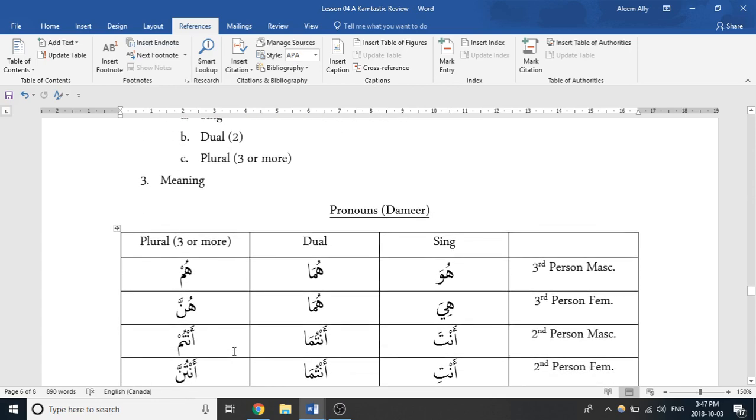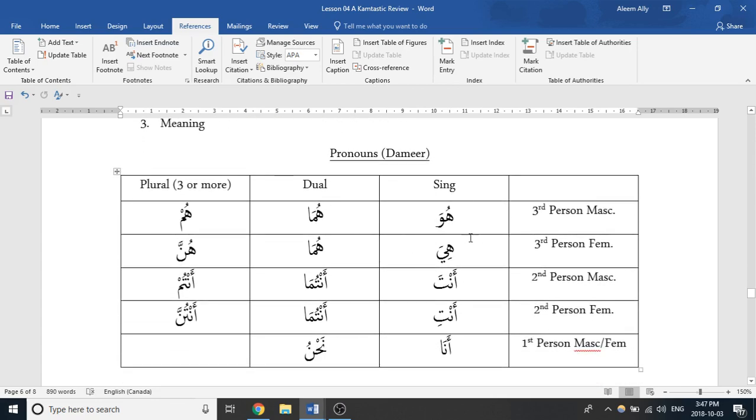So here's a little chart of the pronouns actually being broken down. Here's all of them. Hua, huma, hum, hiya, huma, hunna, anta, antuma, antum, anti, antuma, antunna, ana, nahnu. Hua meaning he, referring to somebody who's currently not here. Huma meaning they, 2 males, or both of them. Hum meaning all of them. It's referring to 3 or more males who are currently not in the room. Hiya meaning she. Huma meaning they, 2 females, or both of them. Hunna meaning all of them.